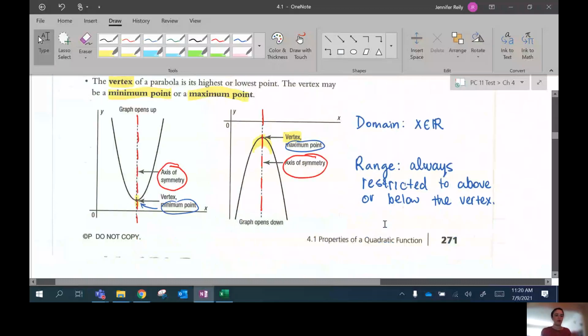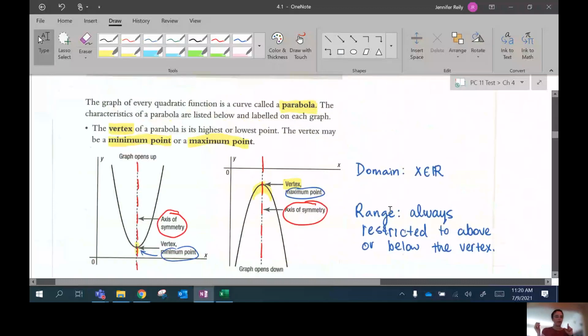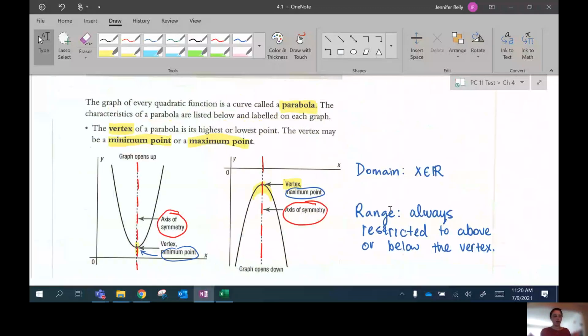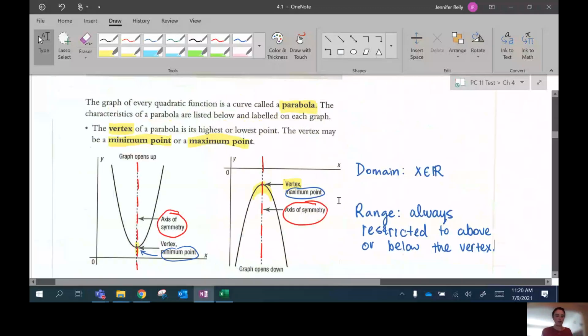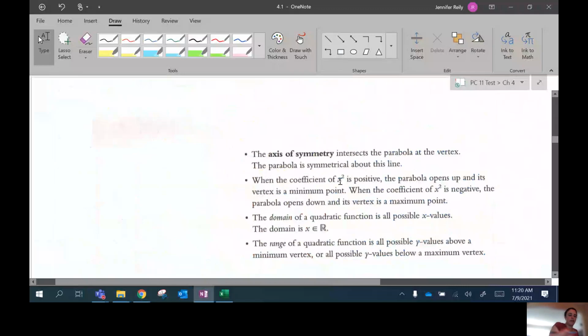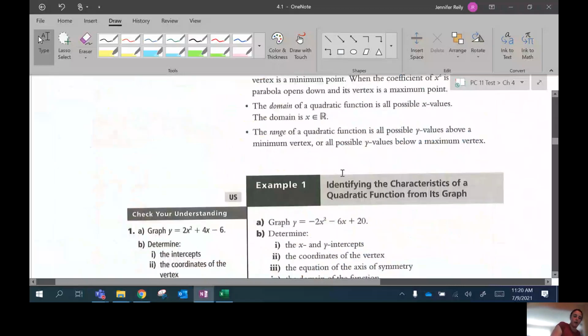Those are the keywords you need to know. You need to know the word parabola. You need to know the word vertex. You need to understand how to do the domain and range of a function and the axis of symmetry as well. So let's practice graphing a function from scratch by hand. Let's go to check your understanding number 1, and let's say we have to graph this quadratic function.